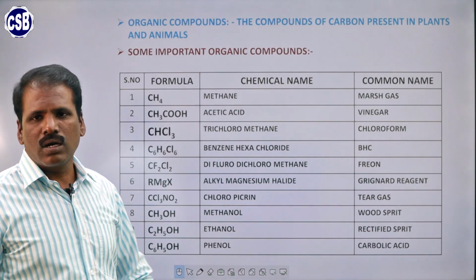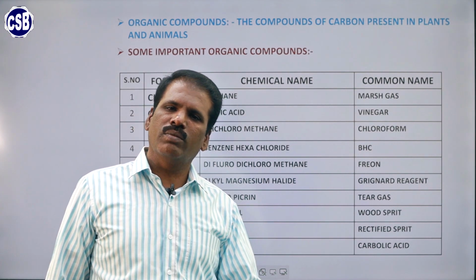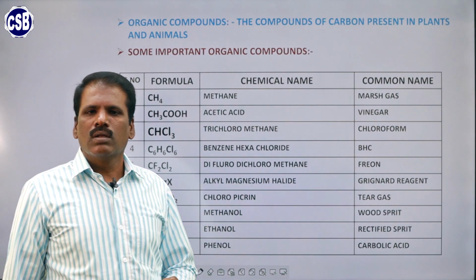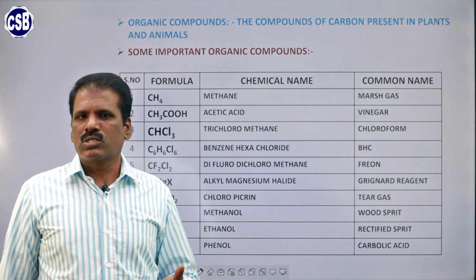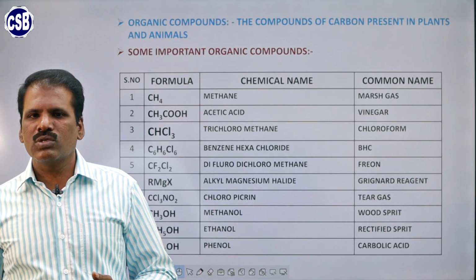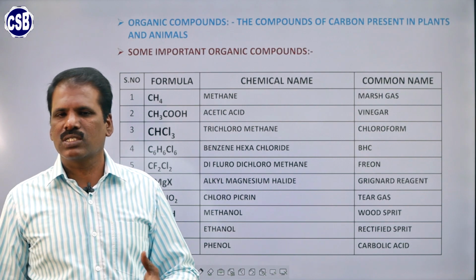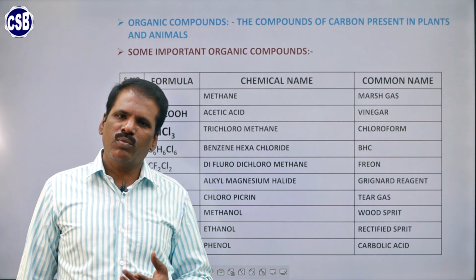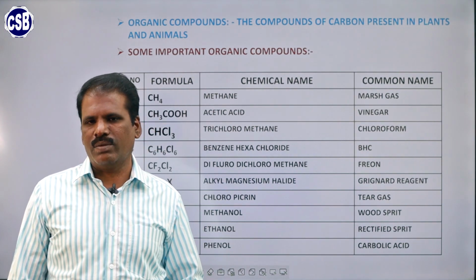While coming to the organic compounds, what are organic compounds? Organic compounds are the compounds in which carbon is the major substance. So these compounds are available in plants and animals.